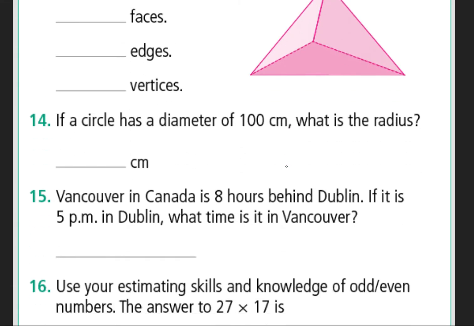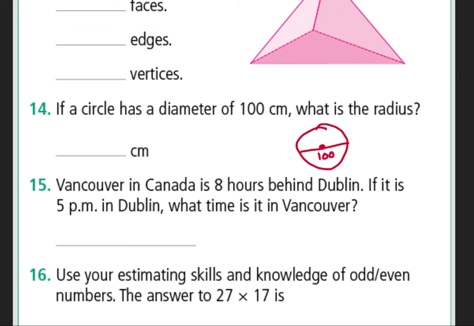Number 14. If a circle has a diameter of 100 centimeters, what is the radius? Now, this is the center of a circle, and the diameter goes across the circle through the center. And this is 100 centimeters. Now the radius is exactly half of that. It's from the center out to the edge.